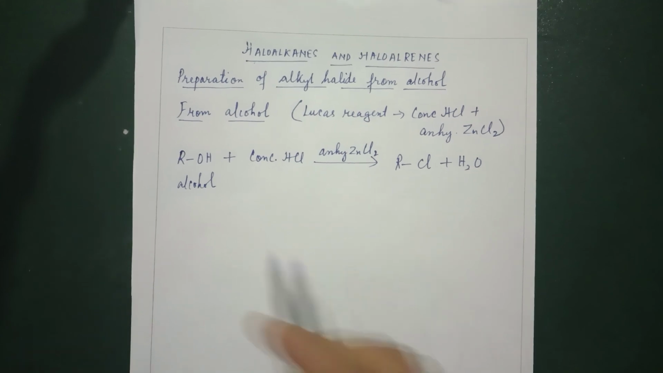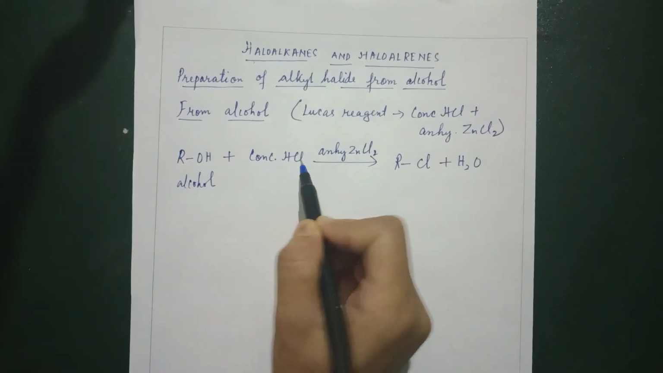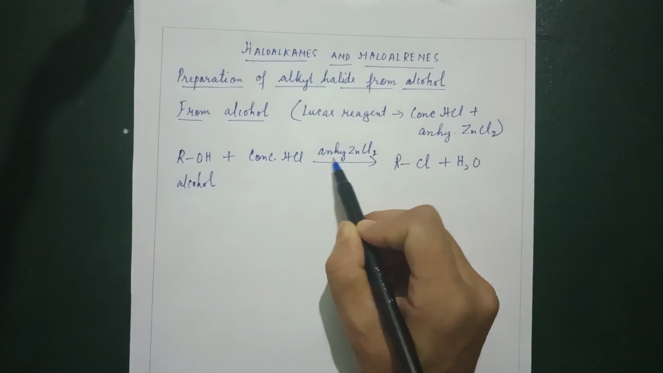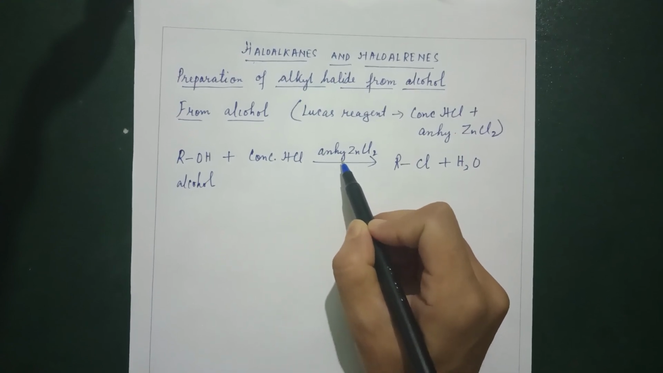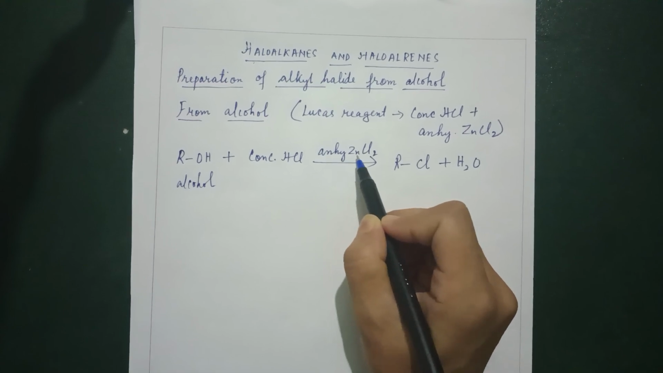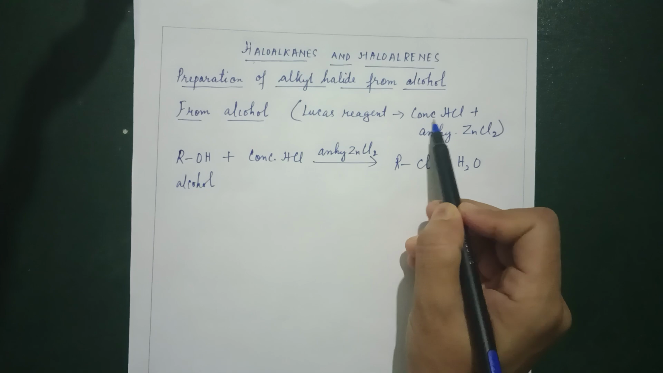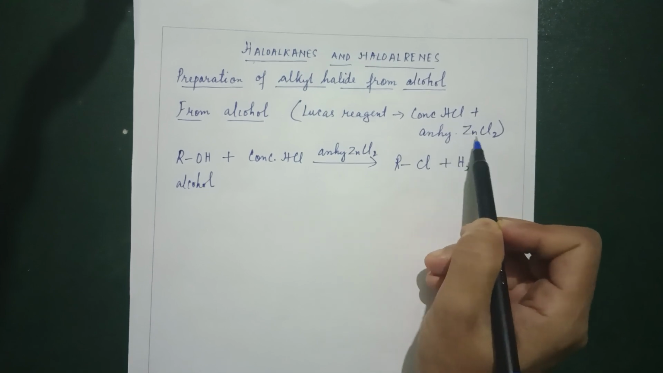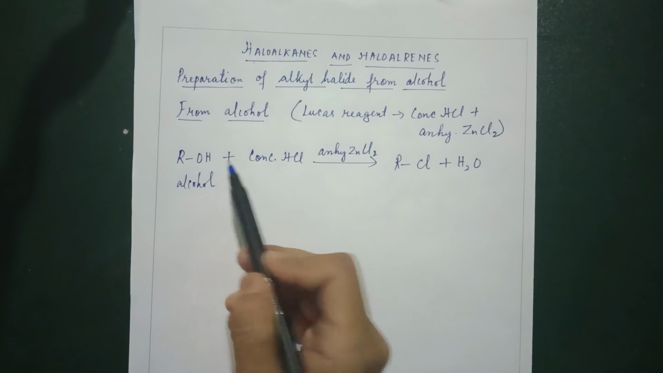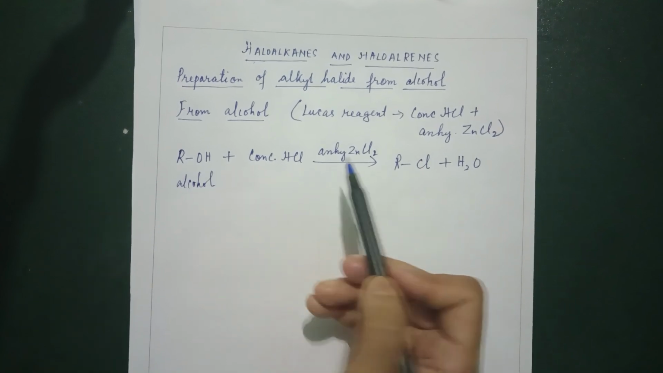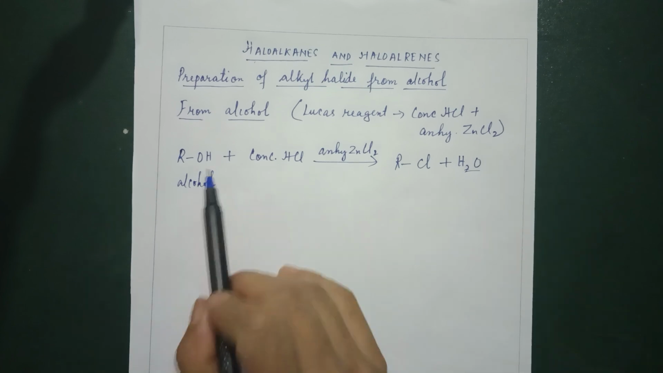Now see, we start with alcohol, then we add the reagent, concentrated HCl with anhydrous ZnCl2. Anhydrous means free from moisture, which should be completely dry. So this reagent is called your Lucas reagent, that is concentrated HCl plus anhydrous ZnCl2. So when alcohol is treated with the Lucas reagent, it forms alkyl halide and water.